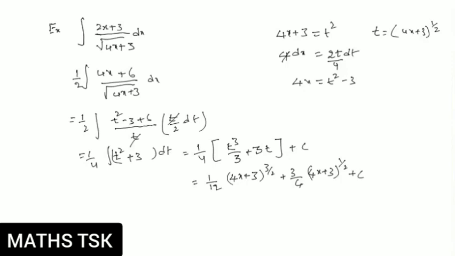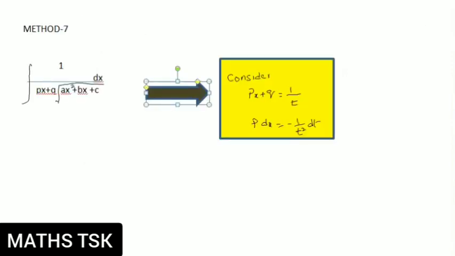You can do such type of method number 7. It's a very important problem. 1 by (px plus q) into root of (ax square plus bx plus c), such type of problems are given. Consider px plus q is equal to 1 by t, and then p into dx is minus 1 by t square dt.